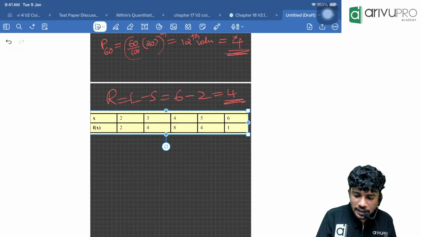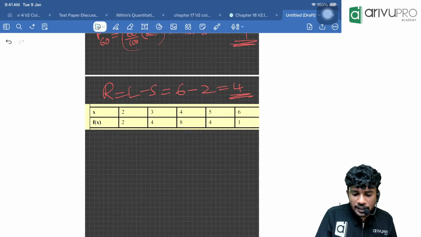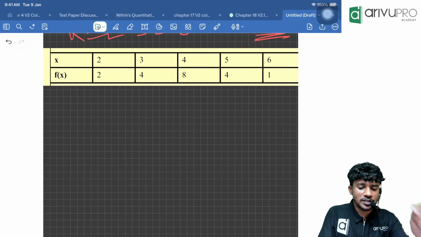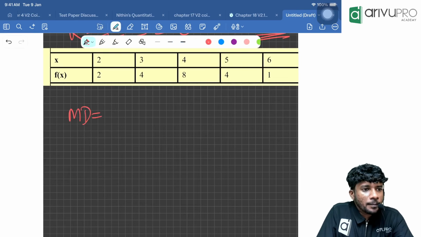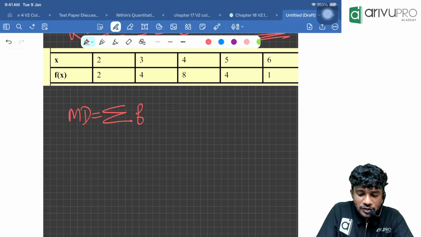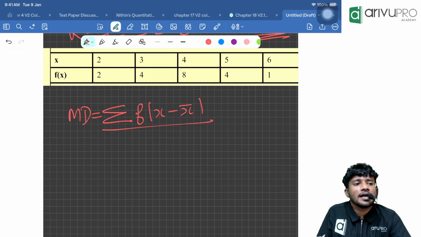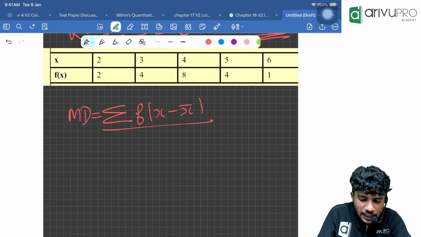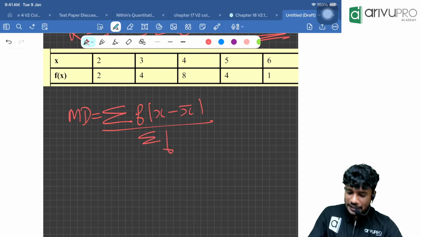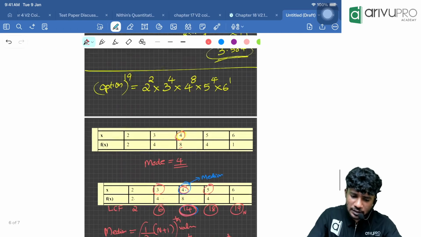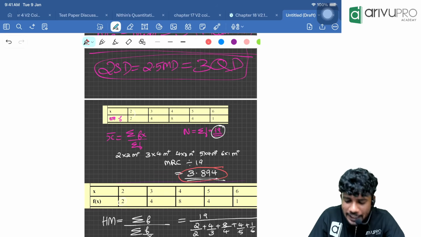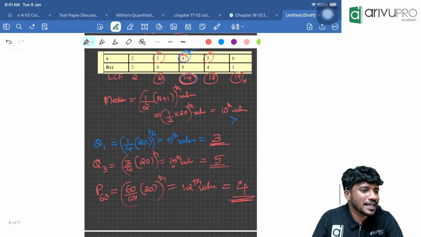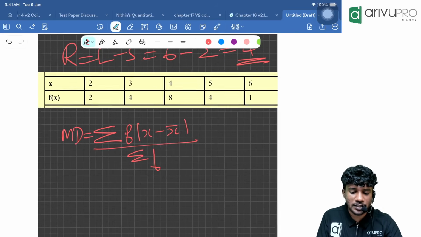How to find mean deviation in grouped data? What was the formula for finding mean deviation for grouped data? That is MD is equal to summation of F into modulus of x minus x bar, divided by sigma F. Then the x bar value, did we find it already, people? How much was the x bar value we got? 3.894. I will take 3.89 for our easy usage over here.